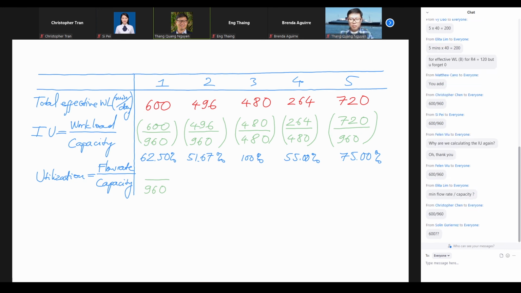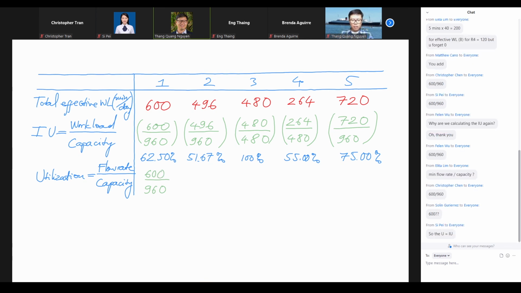Okay, so yeah, you are correct. I got the answer from Phelan earlier, and now Christopher, and then Stalin. Out of those 960 minutes that the workers can render, they actually work for that. That is correct. In this case, U equals IU.